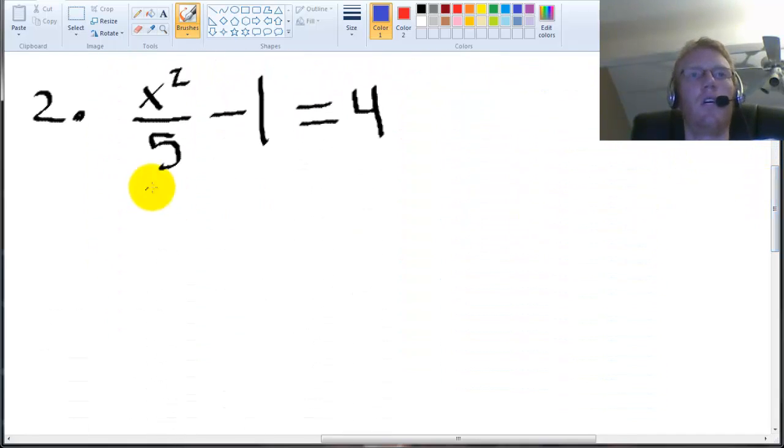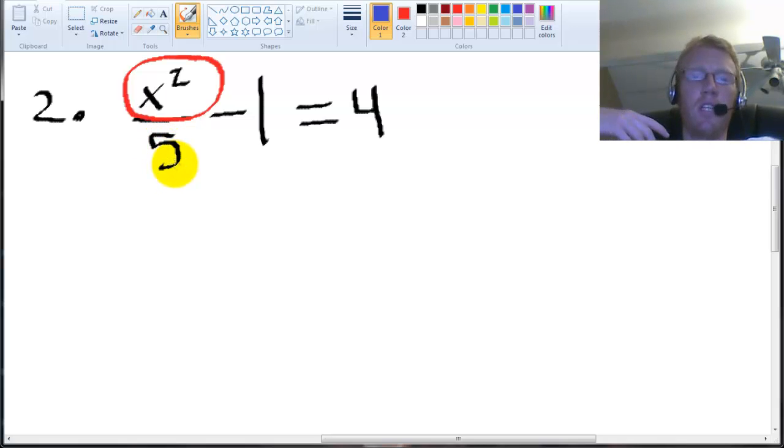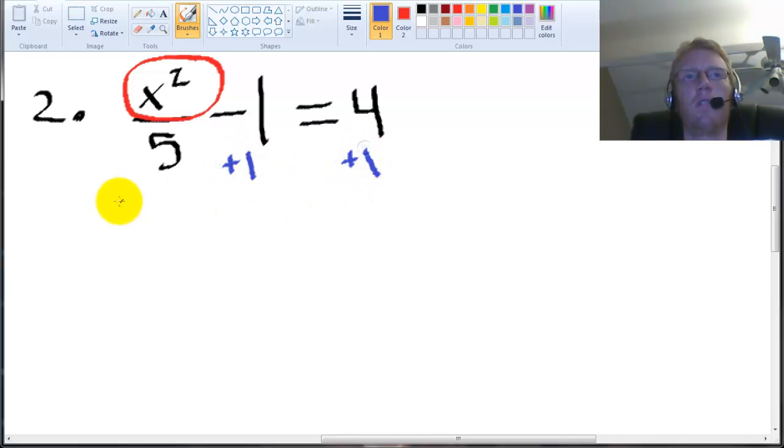Second example. We're trying to solve and get the squared part by itself. It might even be nice if you kind of circle the part that you want to get by itself. So we want to get that by itself. So we have to undo this minus 1, and we also have to undo this divide by 5. Remember that when you're solving backwards, you do PEMDAS in the opposite order. You undo things in the opposite order because you're working backwards. So the first thing we want to do is add 1 to both sides, plus 1.